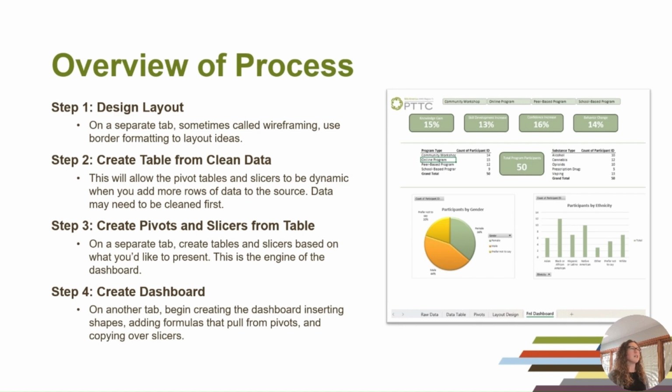Step two is to create a table from the clean data. This will allow the pivot tables and the slicers to be dynamic when you add more rows of data. But definitely make sure your data is clean and ready to go first.